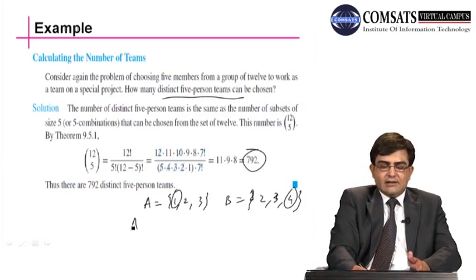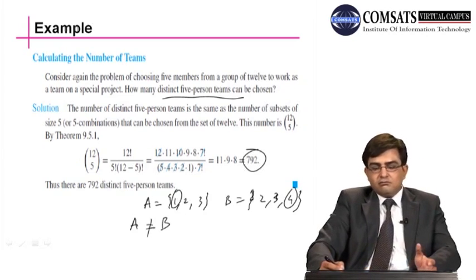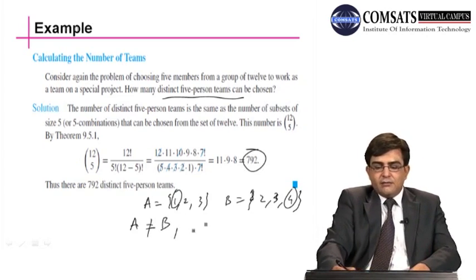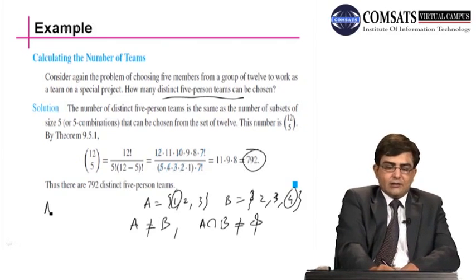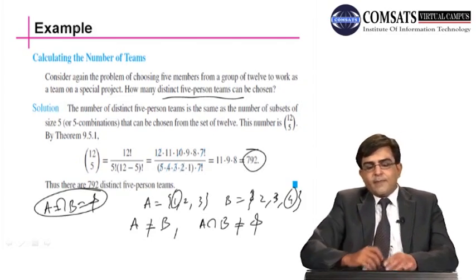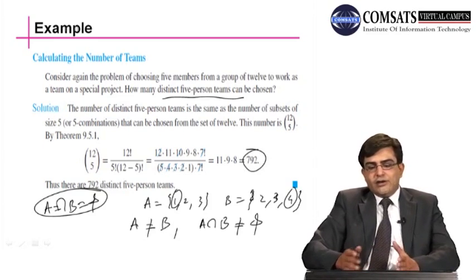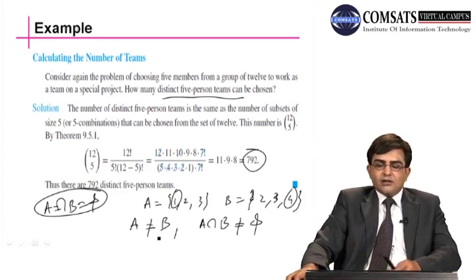So these sets are not equal. That is, not equal means they are distinct. But A intersection B is not empty, so these two sets are not disjoint. Disjoint sets are those sets whose intersection is empty. So you have to remember the difference between distinct and disjoint sets. So we can choose 792 distinct 5-person teams out of 12 persons. This is how we can apply combinations to solve such types of problems.